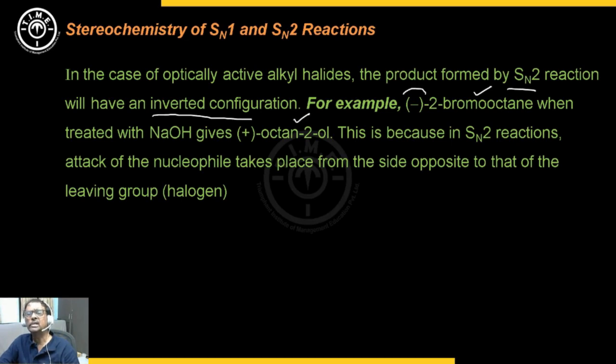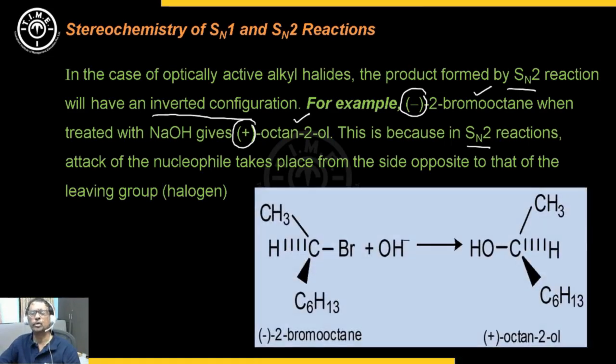This minus is a sign of rotation. It's an anti-clockwise rotating substance, meaning the substance which rotates plane polarized light anti-clockwise. And this is the one that rotates plane polarized light clockwise, right? So in SN2 reactions, the nucleophile will attack the carbon from the rear side, the side opposite to the halogen. That is what we have shown here.